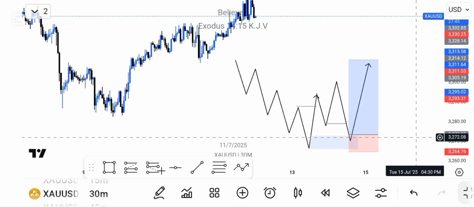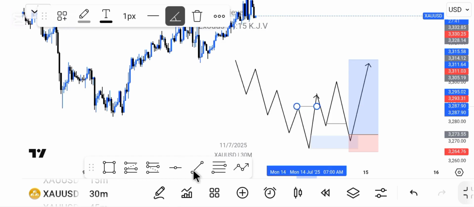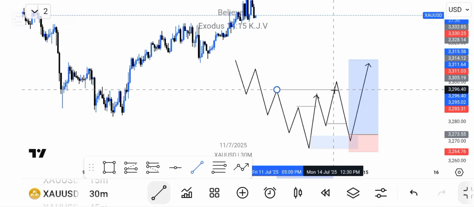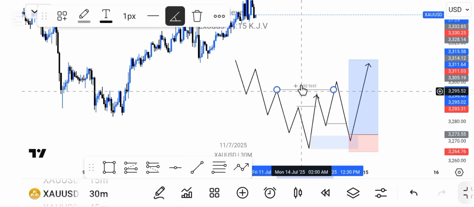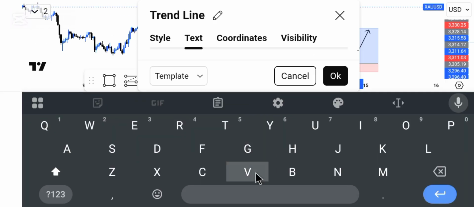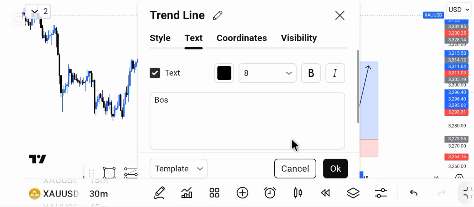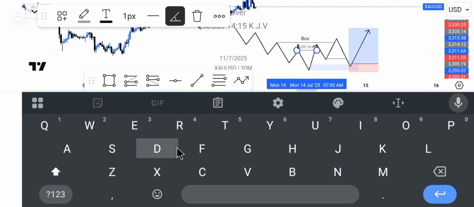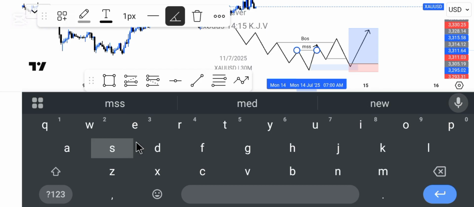And also, I want to see a break of structure. Just like I said earlier, I want to see price break structure, something like this. So this will be it. This one will be a break of structure. Just write break of structure. And then this one will be my market structure shift. Just type it as MSS.